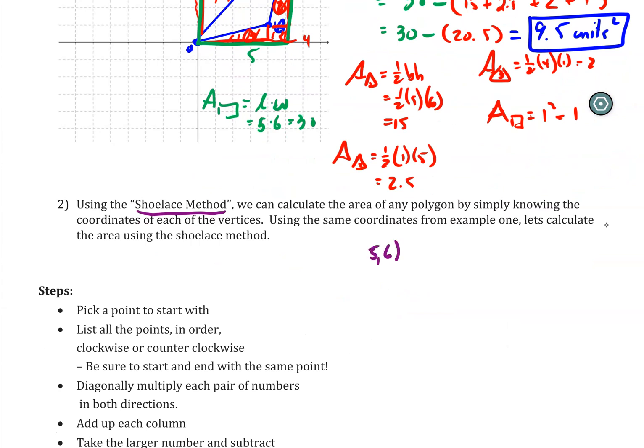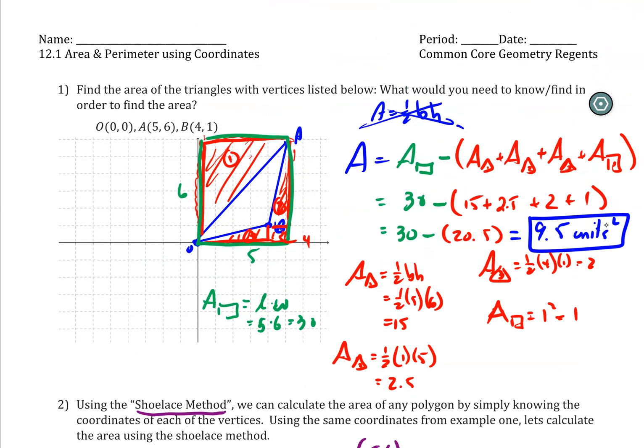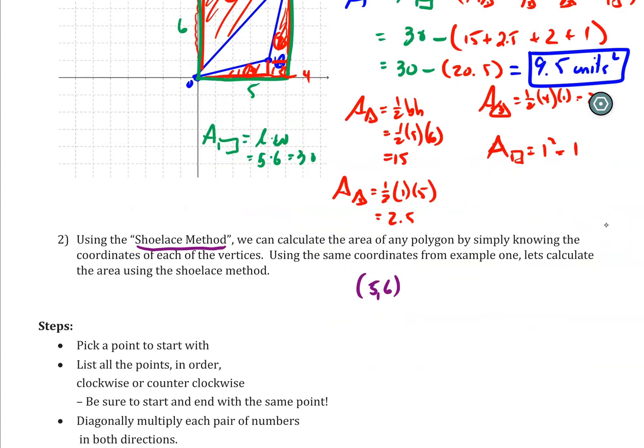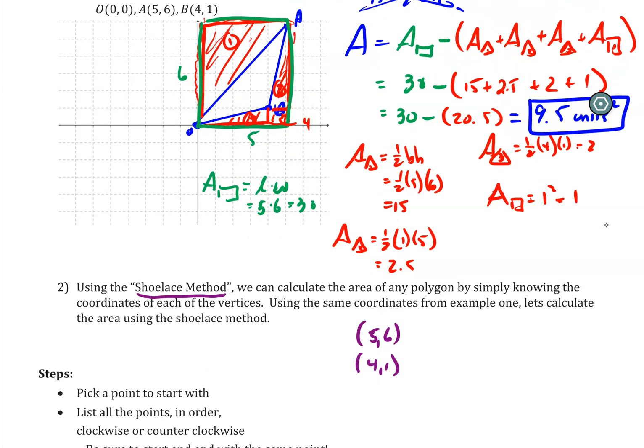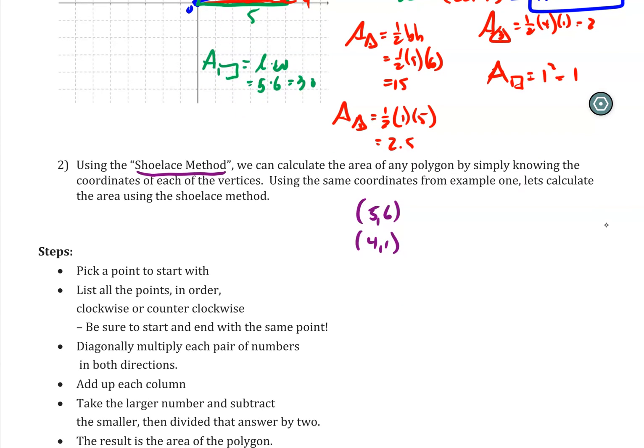That's 5, 6. Okay. List all the points in order, clockwise or counterclockwise. Just be sure to start and end with the same point. So I'm going to start with A. I'm going to go around the figure. I'm going to go clockwise. So A to B, right, it would be 4, 1. Then from B to O would be next, 0, 0. And then lastly back to A, because you want to make sure you go around the figure completely.